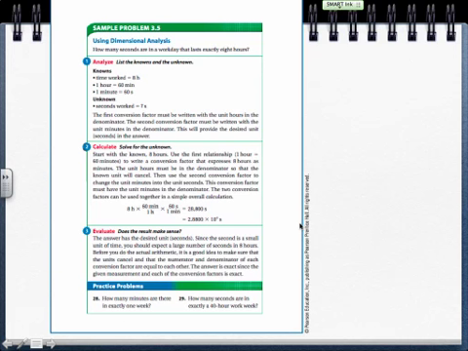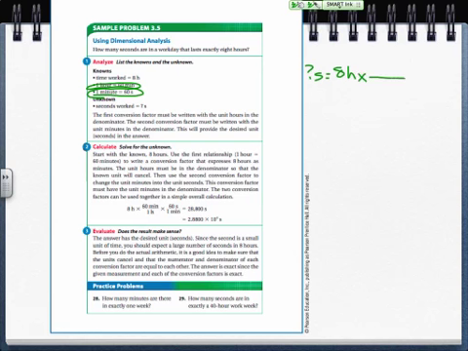Let's take a look at this problem. It says, how many seconds are in a workday that lasts exactly 8 hours. How many seconds equals 8 hours? Well, we need conversions. We need to go from hours to minutes, minutes to seconds. So from hours to minutes, 60 minutes. Minutes to seconds, 60 seconds.